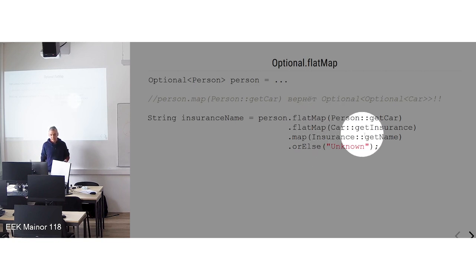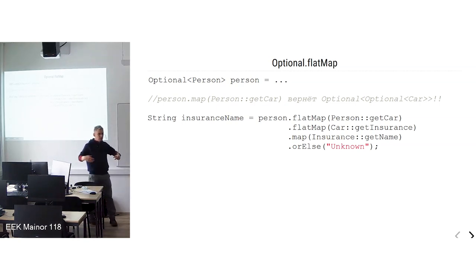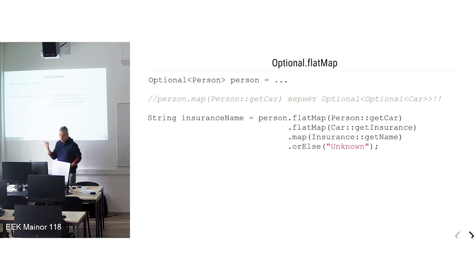And then you're getting insurance, again, via flat map, because you might have insurance, you might not have an insurance. And then you are getting get name. Now it's a plain map, because if you have an insurance, then certainly it has a name. Or else, return unknown. So instead of many, many nested if blocks, you have literally only one line of Java code here, using optionals. So I recommend you to use this approach when dealing with possibly nullable values in Java.